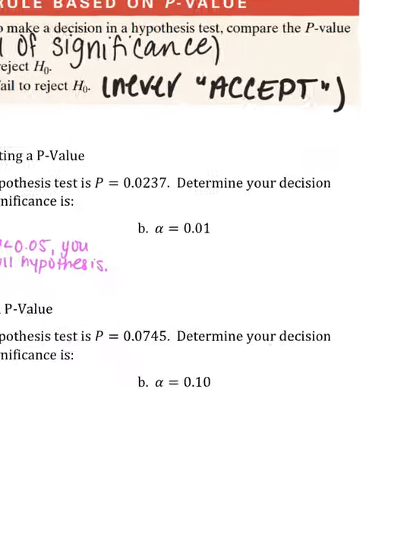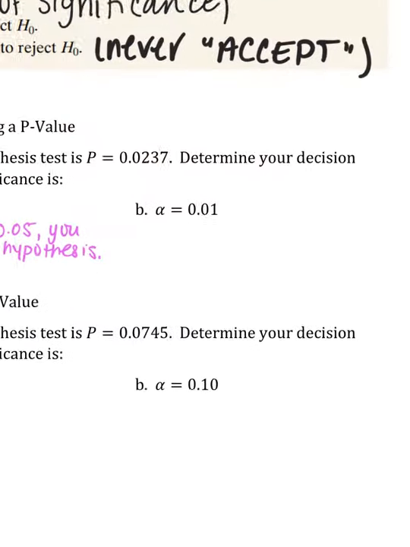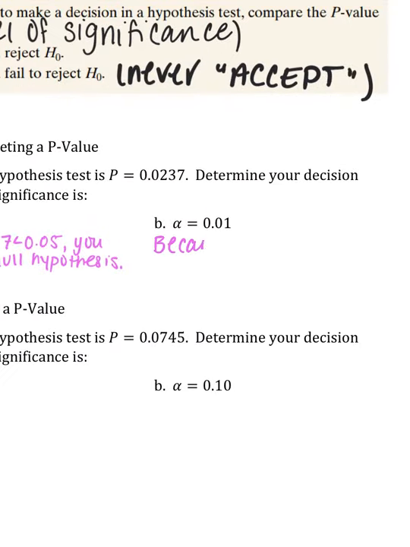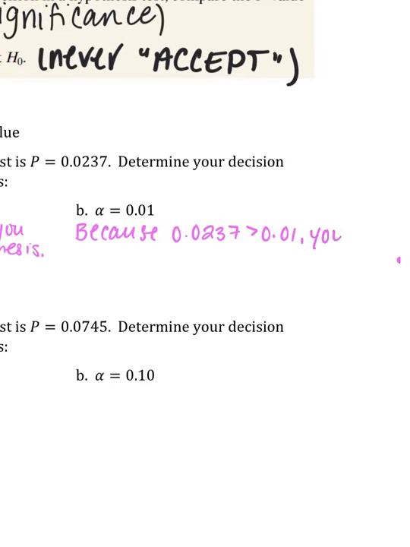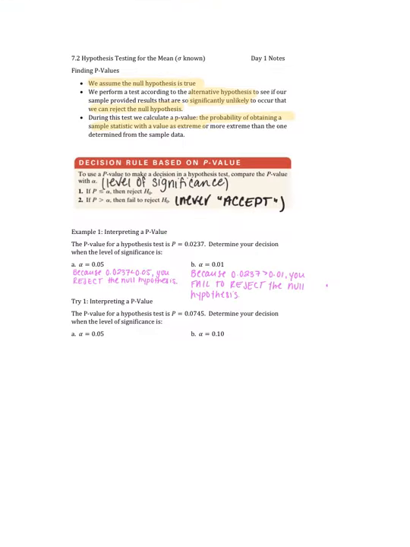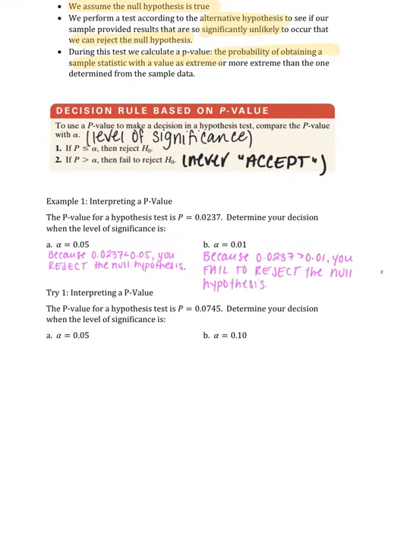All right, so next one, our level of significance is 0.01. So because 0.0237 is greater than 0.01, we say you fail to reject the null hypothesis. Okay? All right, and then just like we usually do, we're going to do all of the examples together, and then you guys are going to complete the tries for homework. So this would be one of your first homework problems, would be try number 1. Okay?